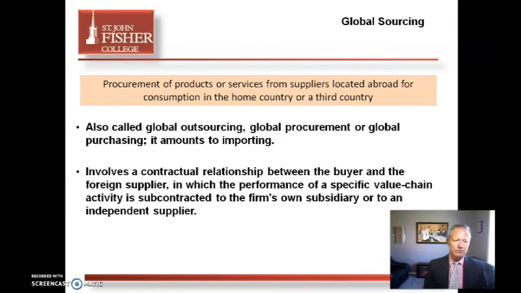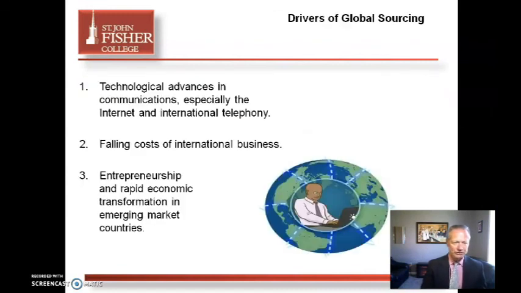So now we're going to turn our attention to global sourcing. Global sourcing is sourcing materials, or sourcing raw materials, or sourcing business functions or services from different countries. Usually it involves a contractual relationship. Technical advances in communication have really driven global sourcing. Transportation: it's a lot easier to get things in and out of countries. The lowering of trade barriers has helped it. Entrepreneurship has helped it. But really, if you look at global sourcing, especially outsourcing, it's based on technological advances.